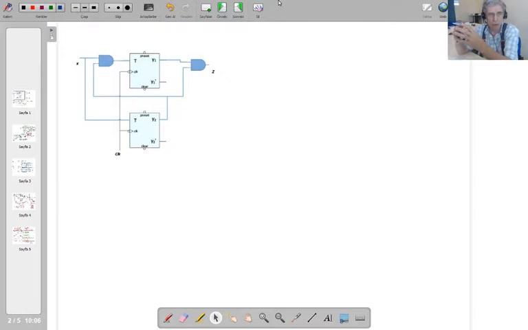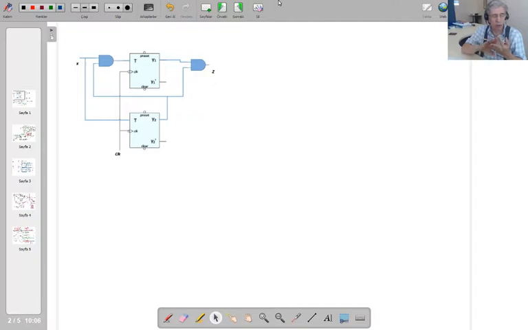So what is given? The circuit is given, as you see here. And for any given input, figure out the output sequence, I said. For this one, what we're going to do is this. We are going to find the model.